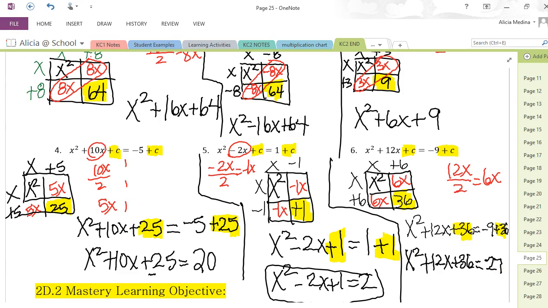Another thing that you might notice with our C values is that it's always going to be a positive number. Two positives multiplied together to get that final box is a positive. Two negative numbers multiplied together will give you a positive. So when we are completing the square, our C values should always be positive, regardless of what that middle term is. That's something you want to keep in mind. We should never be subtracting a number on each side. Our C value is always positive.